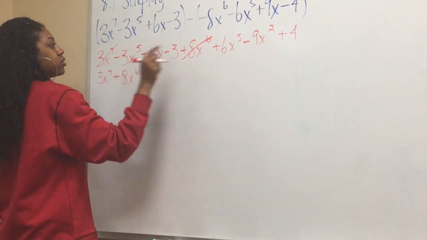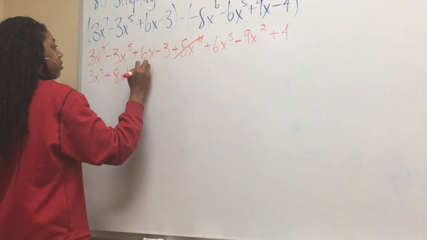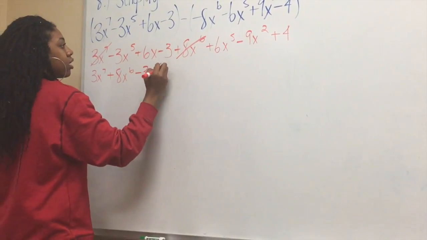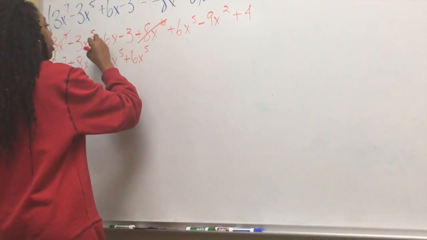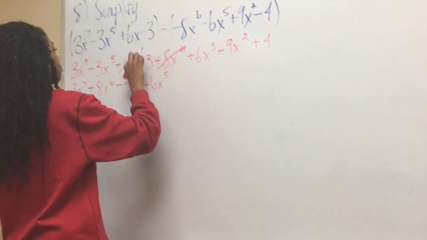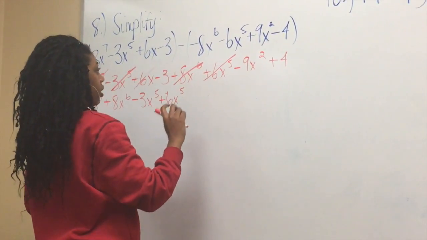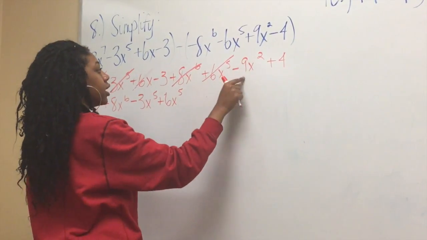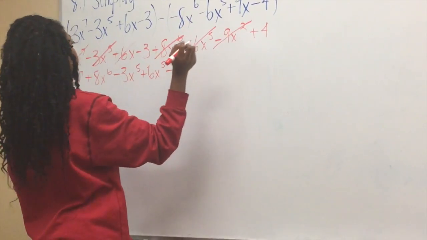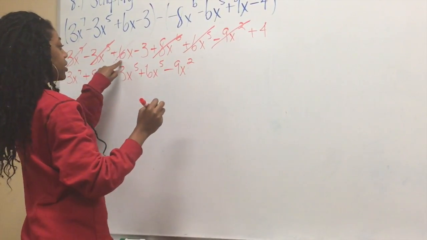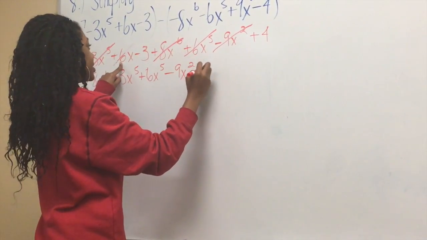Next we have two terms with an exponent of 5. So we're going to have negative 3x to the 5th power plus 6x to the 5th power. And so that would be this one and this one. And next we are going to go to the negative 9x squared. Cancel that. And then we're going to go to the 6x. I accidentally crossed that out because I got confused, but we have plus 6x.